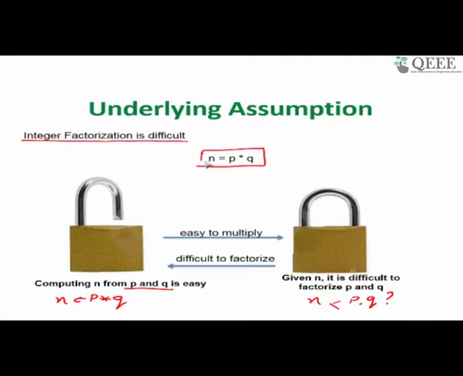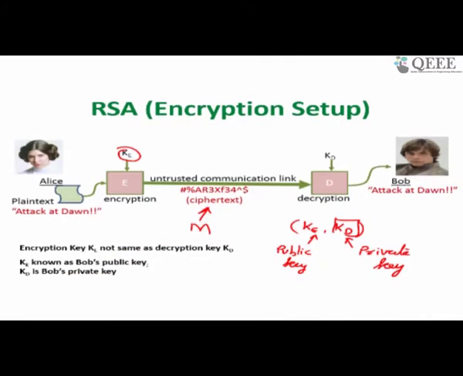Keeping this assumption in mind, let us now look at how the RSA algorithm works in the Alice and Bob setting. The RSA algorithm in fact has a three-step process. First is the key generation.